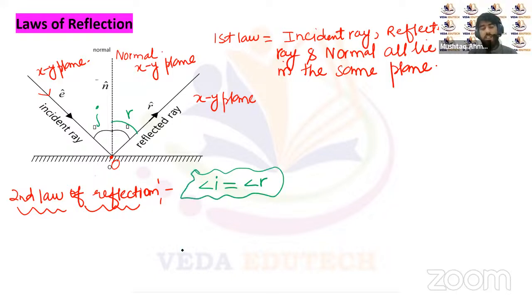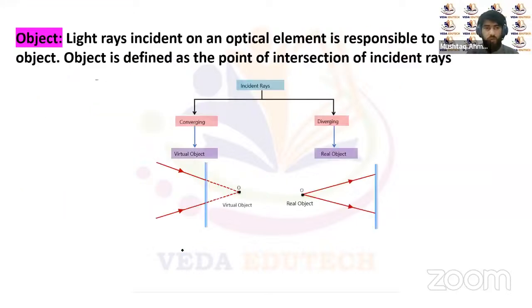So reflection takes place in such a way that the normal, incident ray, and reflected ray all lie in the same plane, and the angle of incidence is always equal to the angle of reflection. So these are the two laws of reflection, right? Now let's talk about the different definitions and different concepts of ray optics.